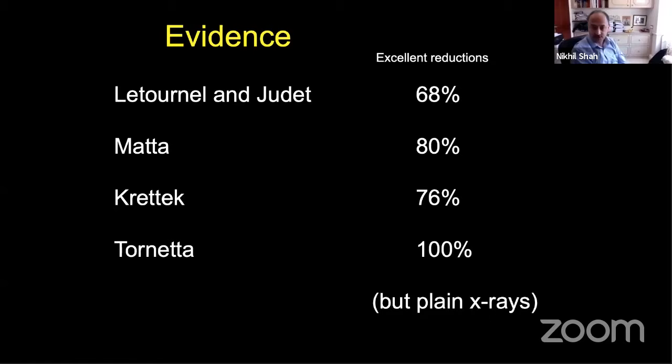When we look at the evidence that is available for transverse with posterior wall, the vast majority of the historical papers report between 60 to 70% or around 80% of excellent reductions and good reductions, except Tornetta's paper, where he described that surgical algorithm, and he describes a 100% excellent to good reduction. The limitation, of course, is that his reductions were assessed only on plain X-rays. And we know that as soon as we get CT scans, the so-called excellent reductions don't look so excellent anymore.